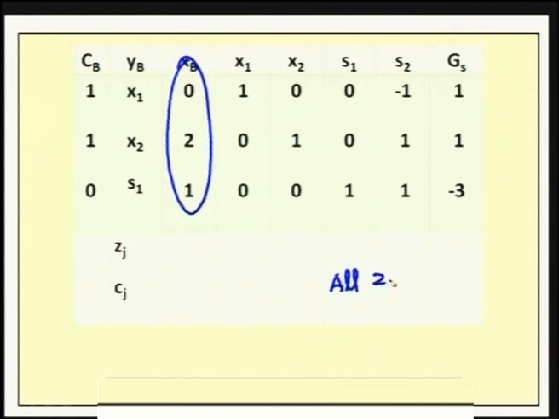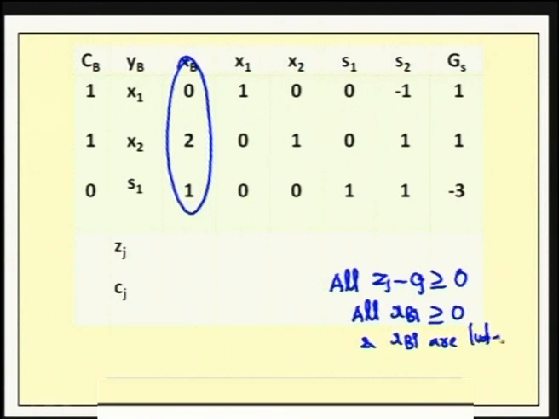Since all Zj minus Cj are greater than or equal to 0 and all xbi are non-negative and all xbi are integer, the optimum solution to the given integer programming problem is obtained. The optimal solution is x1 equal to 0 and x2 equal to 2 and the slack variable s1 equal to 1.